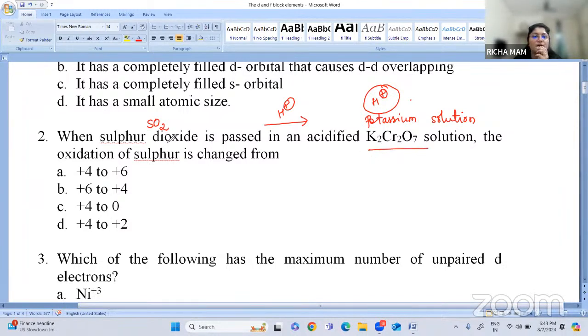And what you're passing is sulfur dioxide. So what will happen to the oxidation state of sulfur? Can you tell? A: +4 to +6, B: +6 to +4, C: +4 to 0, and D: +4 to +2. Anybody knows? Khila has answered it as A. One more answer, I've got it as B.